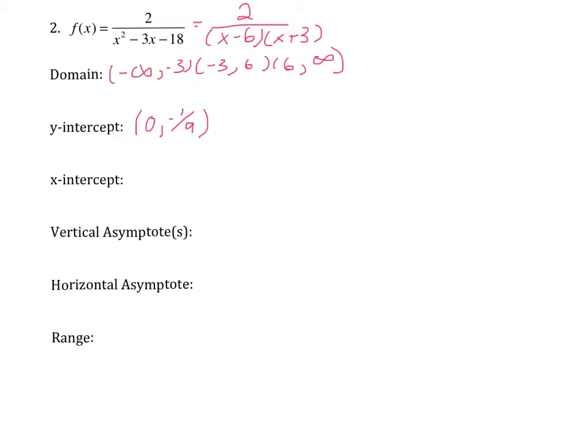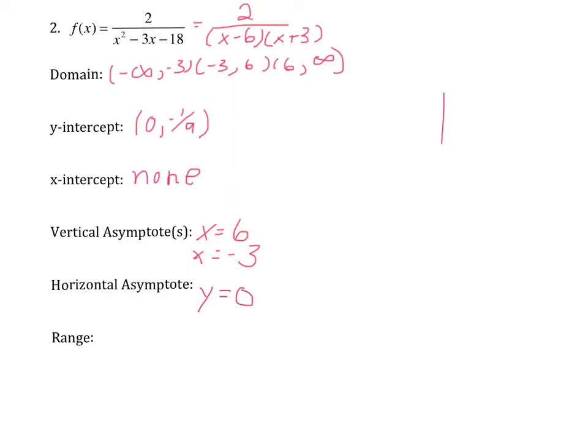And for the x-intercept, we set the numerator equal to 0. But if we did that, we would get 2 equals 0, and that doesn't make sense. So we do not have an x-intercept. For our vertical asymptotes, we set the denominator equal to 0. So we'll have two vertical asymptotes at x equals 6 and at x equals negative 3. For our horizontal asymptote, we want to notice the degrees. The degree on top is smaller than the degree on the bottom. And whenever that happens, we'll always have a horizontal asymptote at y equals 0.